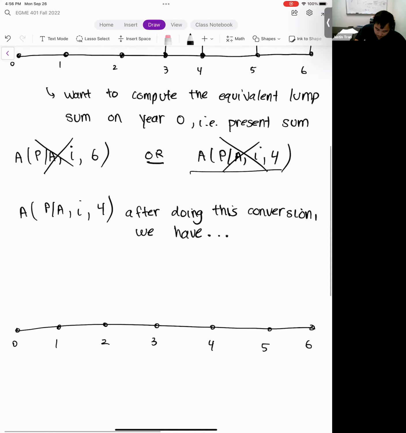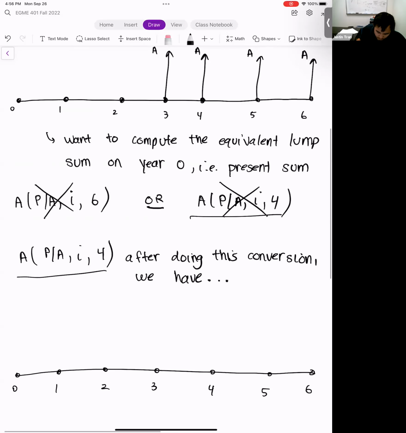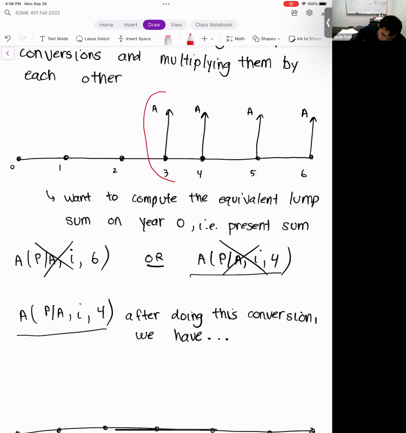Okay. And so by doing this conversion right here, A, P over A, i, and 4, we've condensed this uniform series for 4 years into a single lump sum. And that single lump sum is going to be a P value, right? But because this starts on year 3, that P value is going to be placed on the year immediately preceding that, right?